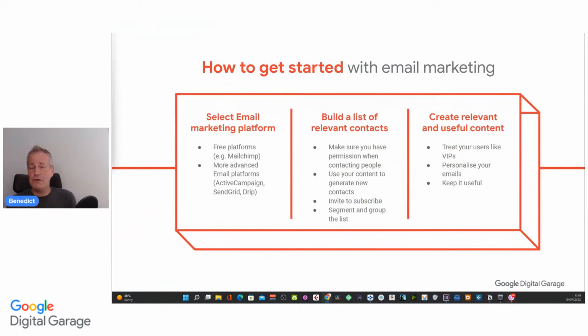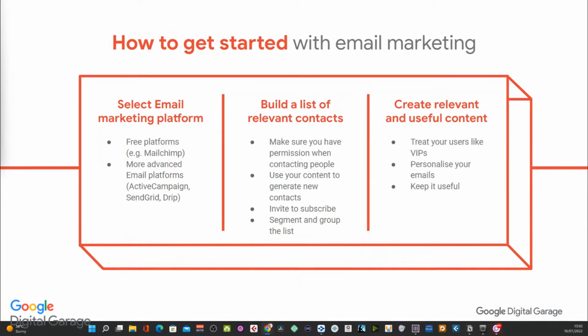So how to get started with email marketing? Select an email marketing platform. We've got MailChimp, which is free. You know, there's other platforms like Active Campaign, SendGrid, Drip. Then build a list of relevant contacts. Make sure you have permission when contacting people. I'll give you the full screen again. Use your content to generate new contacts. Invite to subscribe and segment and group the list depending on the size of your market. Create relevant and useful content. Treat your users like VIPs, very important people. Personalize your emails. Keep it useful.